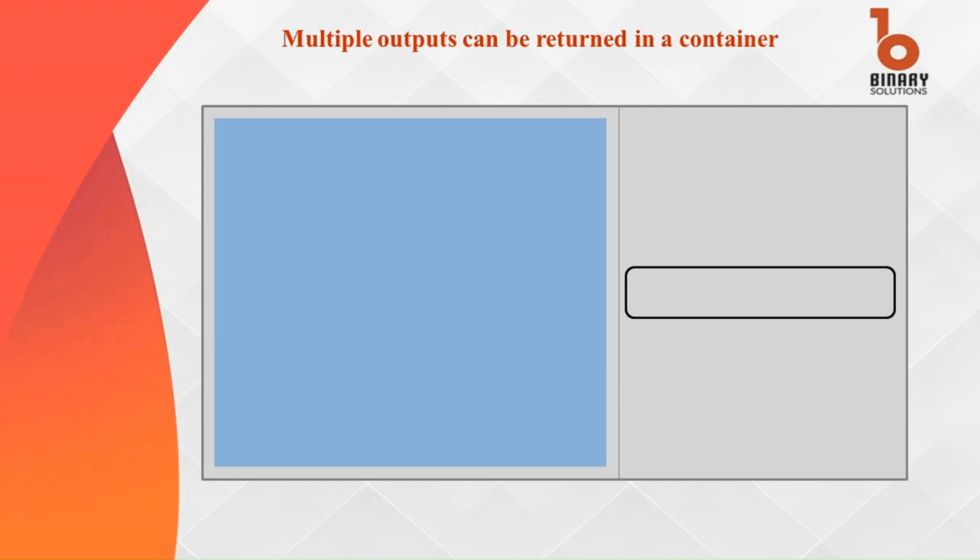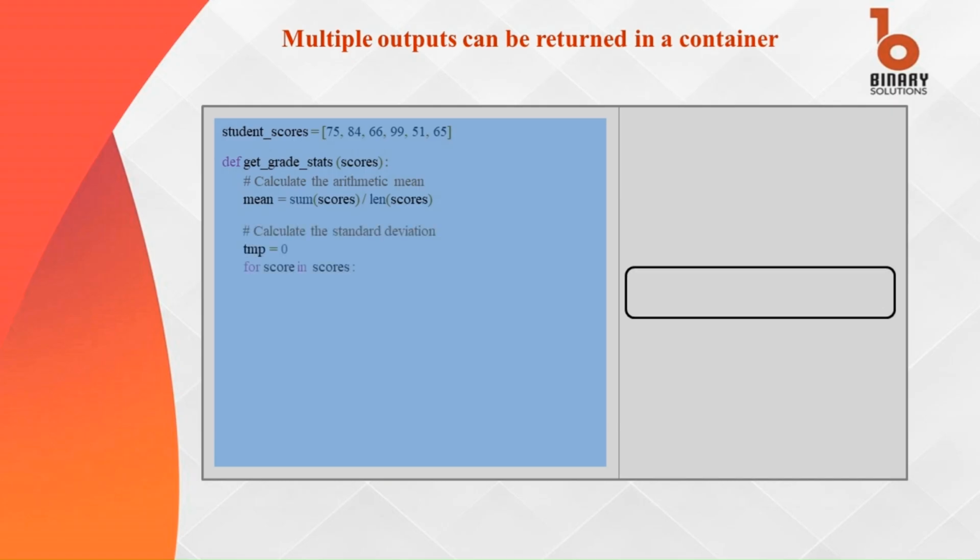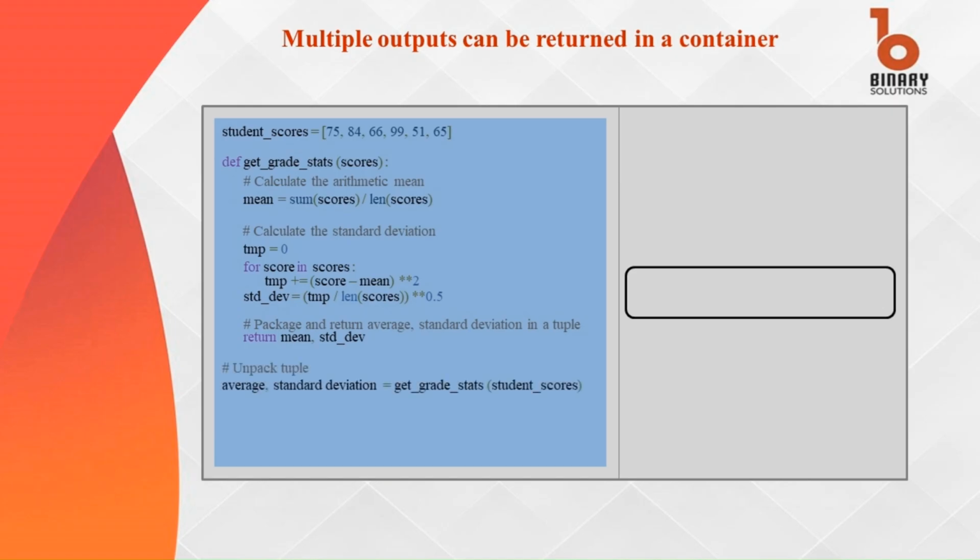This program calculates the average, mean, and standard deviation of a set of student test scores. The getGradeStats function first calculates the mean by summing all the scores and dividing by the number of scores. It then calculates the standard deviation by computing the square root of the average of the squared differences from the mean. These two values are returned as a tuple, allowing multiple outputs to be returned in one statement. When the function is called, the tuple is unpacked into two variables, average and standard deviation, and the results are printed.